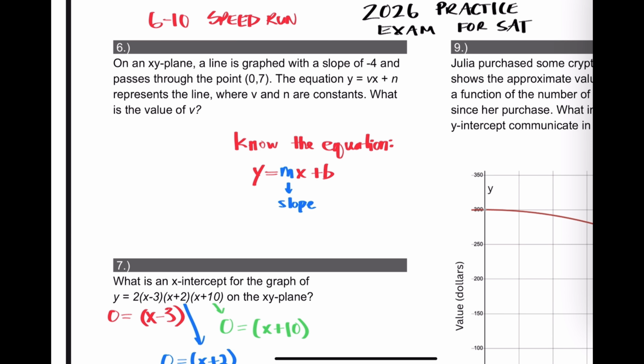On an xy plane, a line is graphed with a slope of negative 4 and passes through the point 0, 7, which is the y-intercept. The equation y equals vx plus n represents the line where v and n are constants. What is the value of v? You're going to need to know the y equals mx plus b equation here, very well-known algebra equation. And in this case, we can see that v is in place of where the m usually is. So they're looking for the slope. So we can simply say v equals negative 4, and we're done. Move on.